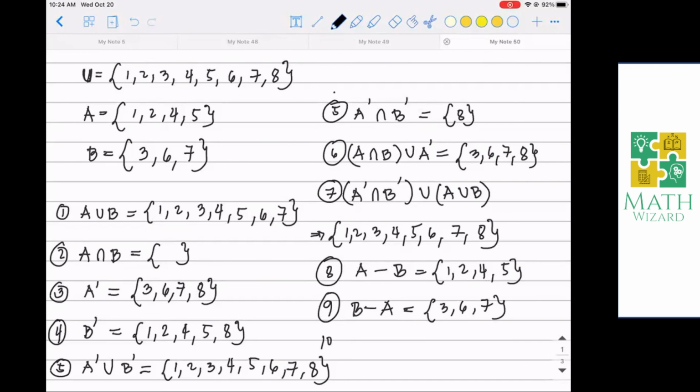And for the last question, A minus B intersection B minus A. Ano po ang sagot? Ito yon ang tinutukoy natin. A minus B, intersection ng B minus A. What is the answer? Empty set. Kasi wala namang common between A minus B and B minus A. Walang common between the two. So therefore, ang sagot natin ay empty.